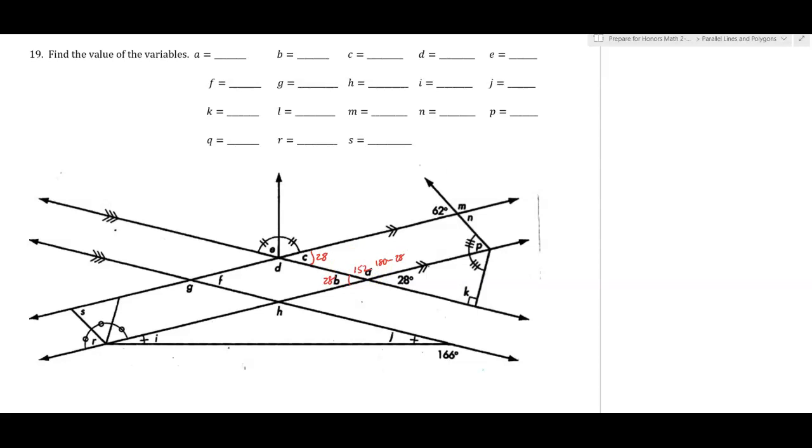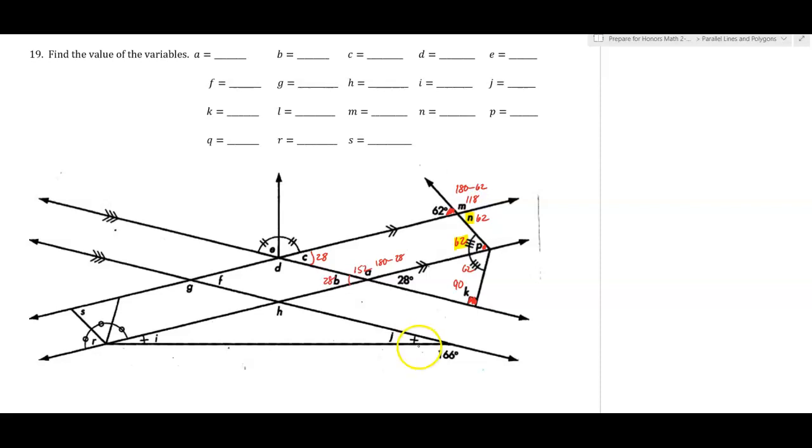Now, if I look, where can we go next? Oh, this is corresponding with P, so that's 62 degrees. These are marked congruent, so that's 62 degrees. So to find K is just 90 degrees because that box is there, right? If I look, N and 62 are alternate interior angles, so I know N is 62. M is going to be 180 minus 62, which is 118.